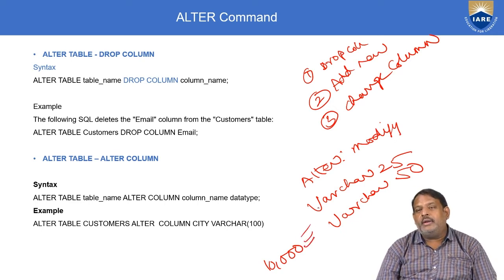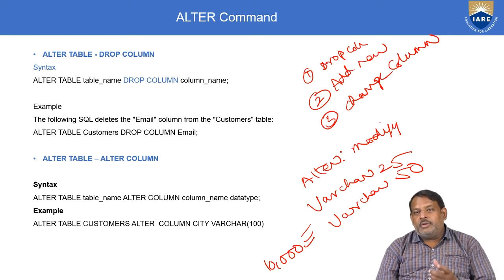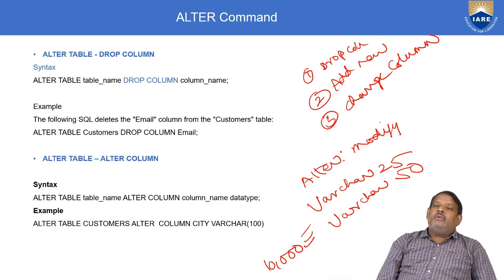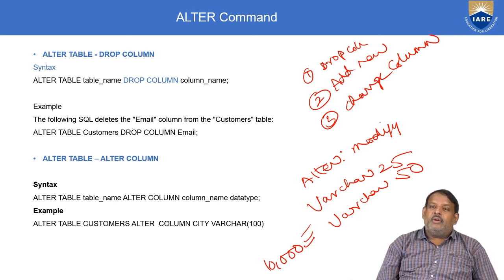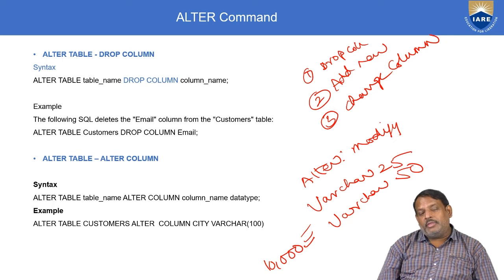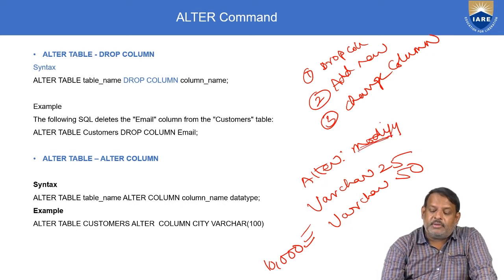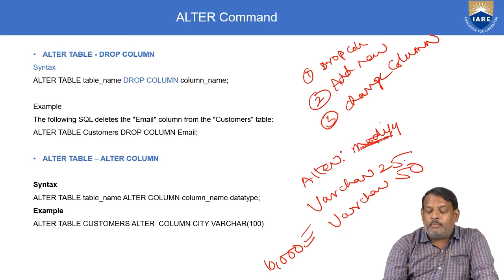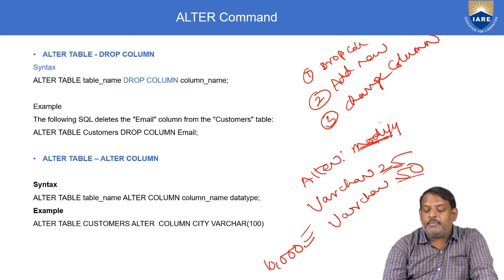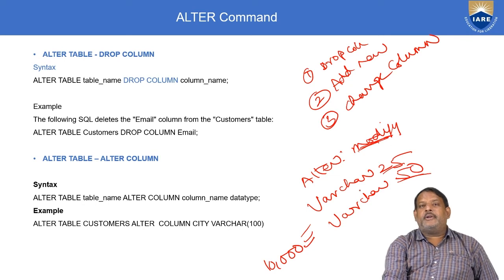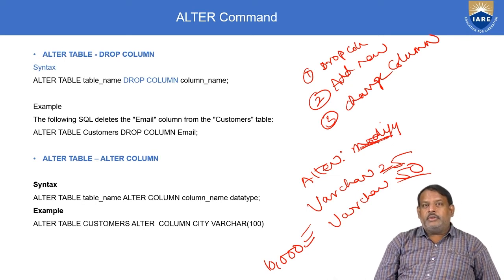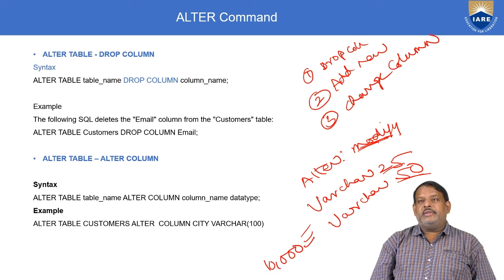And it is not a recommended option, because just to make a change to one field, you are dropping the table, deleting 1,000 or 10,000 records, and recreating it again. Instead of doing that, I'll just say modify the column property from 25 to 50. This is called as alter. Now we'll see the syntax.